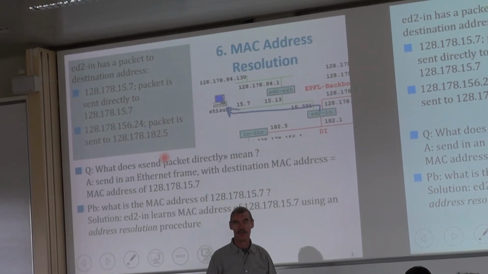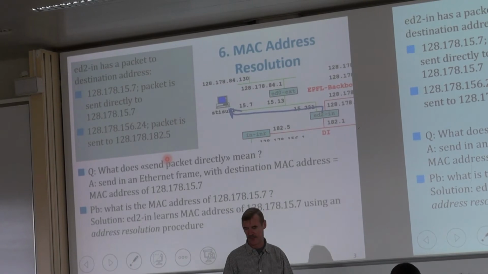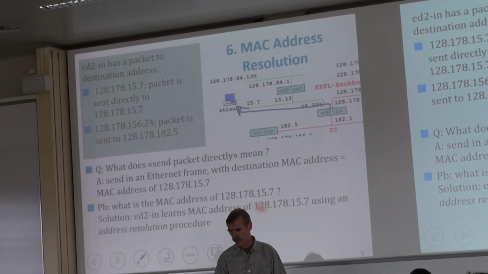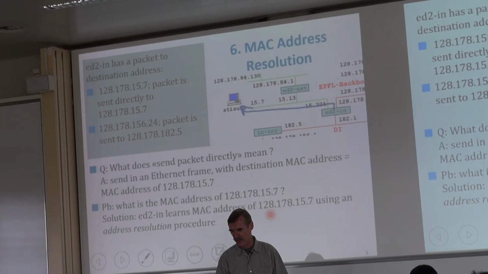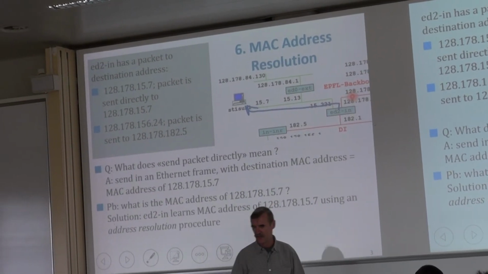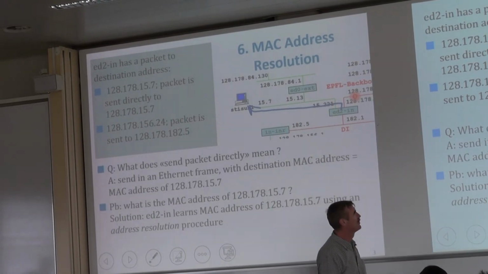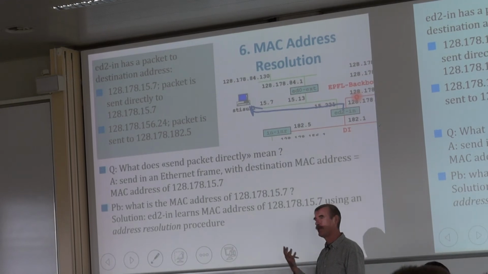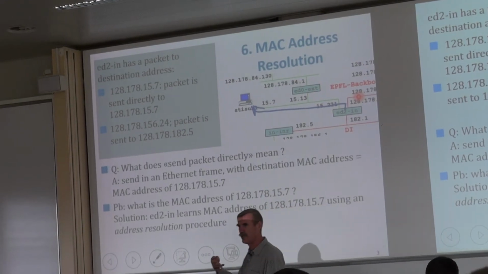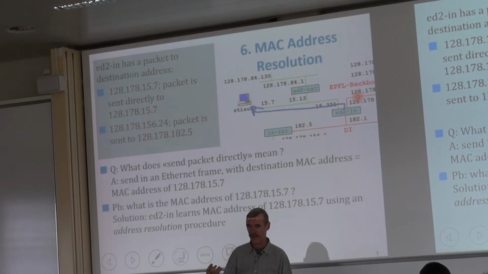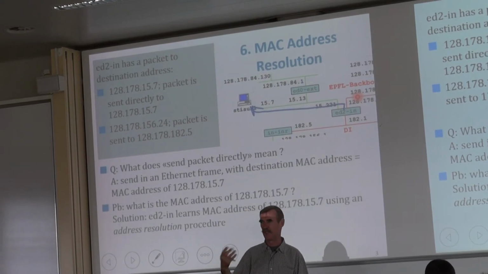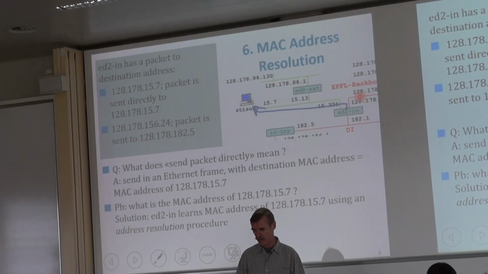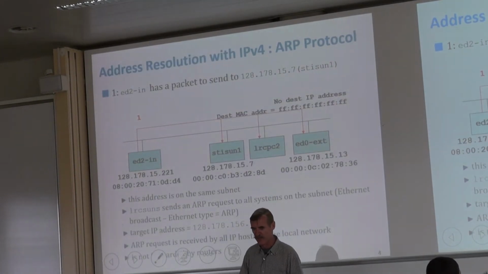But to do that, we need to know the MAC address of the destination. Knowing the MAC address is impossible by just observing the IP packet. So when this router, ED2 in, has a packet to send, it sees just an IP packet header. Of course, it has received a packet over Ethernet headers, but the Ethernet headers have to do with the previous hop, so it doesn't contain the MAC address. So this information is not available just by analyzing the packet. So we need to do something which is called the address resolution procedure.